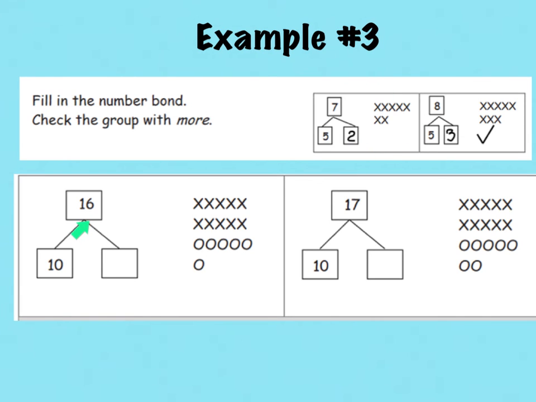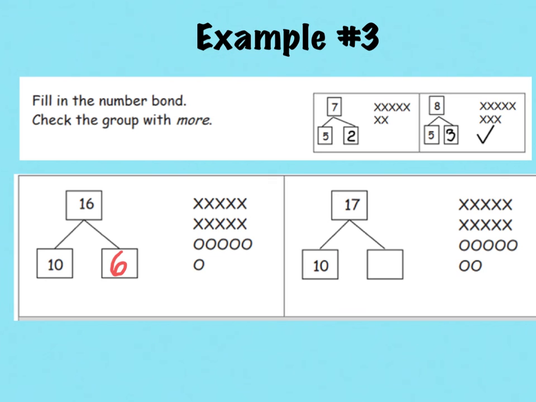16 has already been split into one group of 10. This is the one group of 10. Let's count how many circles are left over. 1, 2, 3, 4, 5, 6. 16 can be split into one group of 10 and one group of 6.